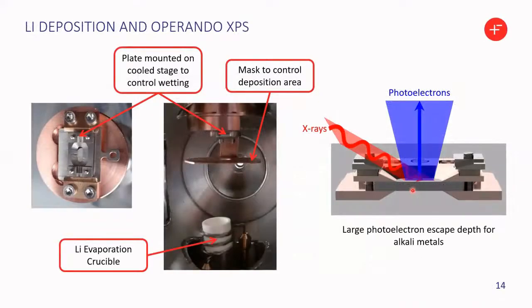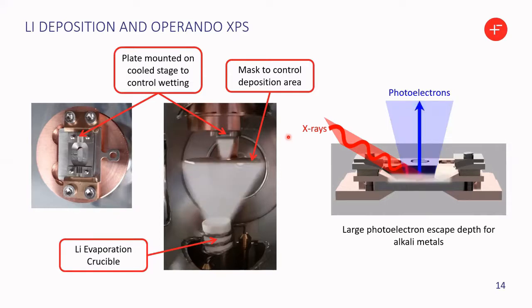Using our custom designed ultra-high vacuum chamber, which has a lithium evaporator in it, we can evaporate from our lithium crucible onto our cooled surface using a liquid nitrogen cooled stage to control the wetting of the lithium film. A uniform lithium film will be deposited on the surface with a tunable layer thickness depending on the deposition time and the power being used to heat the tungsten crucible.